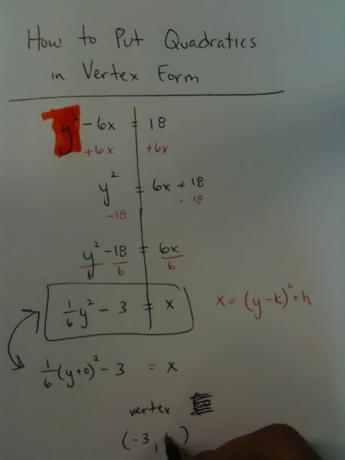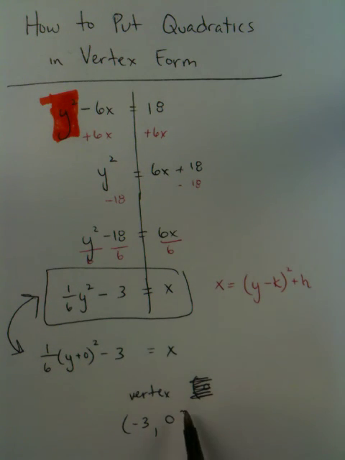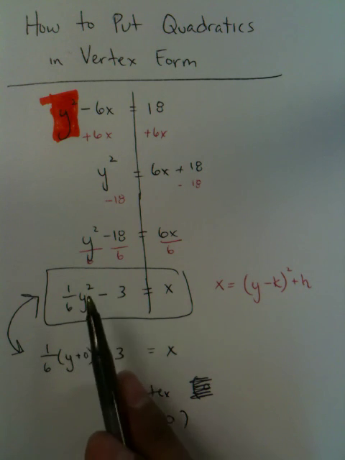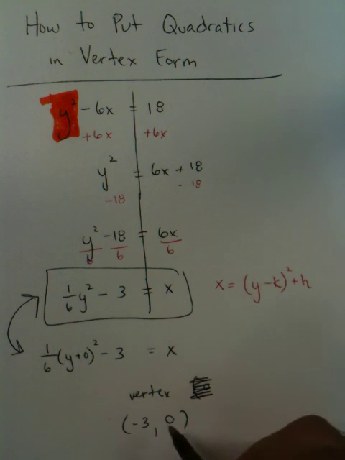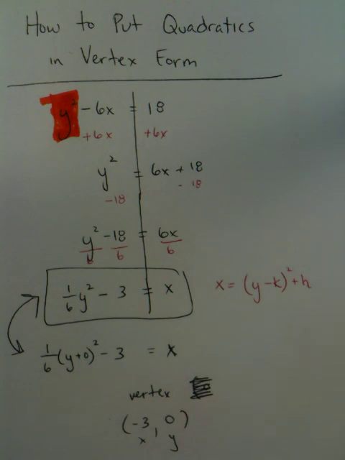It's -3, 0, because 0 has to be put here, which makes this 0 squared, and then -3 for the x. So y is 0, x is -3, hence why it equals x. All right.